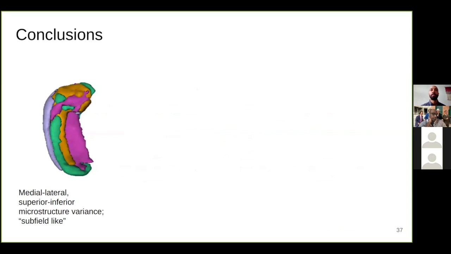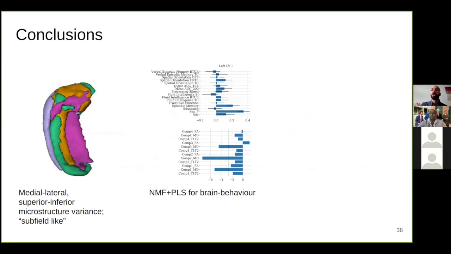You can make some conclusions based on the output hippocampal clusters. In terms of microstructure, the hippocampus shows differentiation along both medial-lateral and superior-inferior axes, and they are subfield-like, but definitely not identical. The combination of NMF plus PLS allowed us to identify brain-behavior relationships.